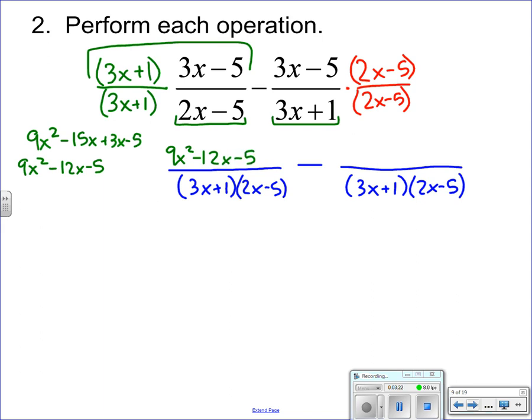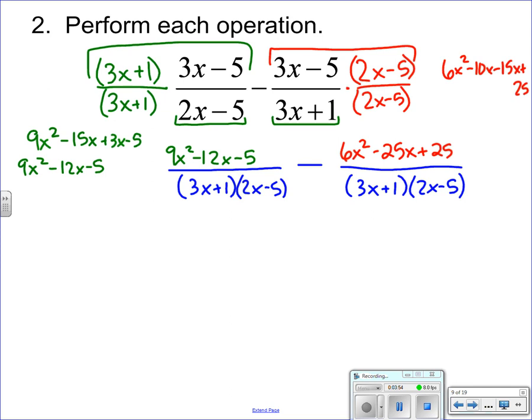Now, multiply these together. FOIL those together. So I get 6x squared minus 10x. For the inner terms, now the outer terms are minus 15x. And the last terms are plus 25. So I have 6x squared minus 25x plus 25.